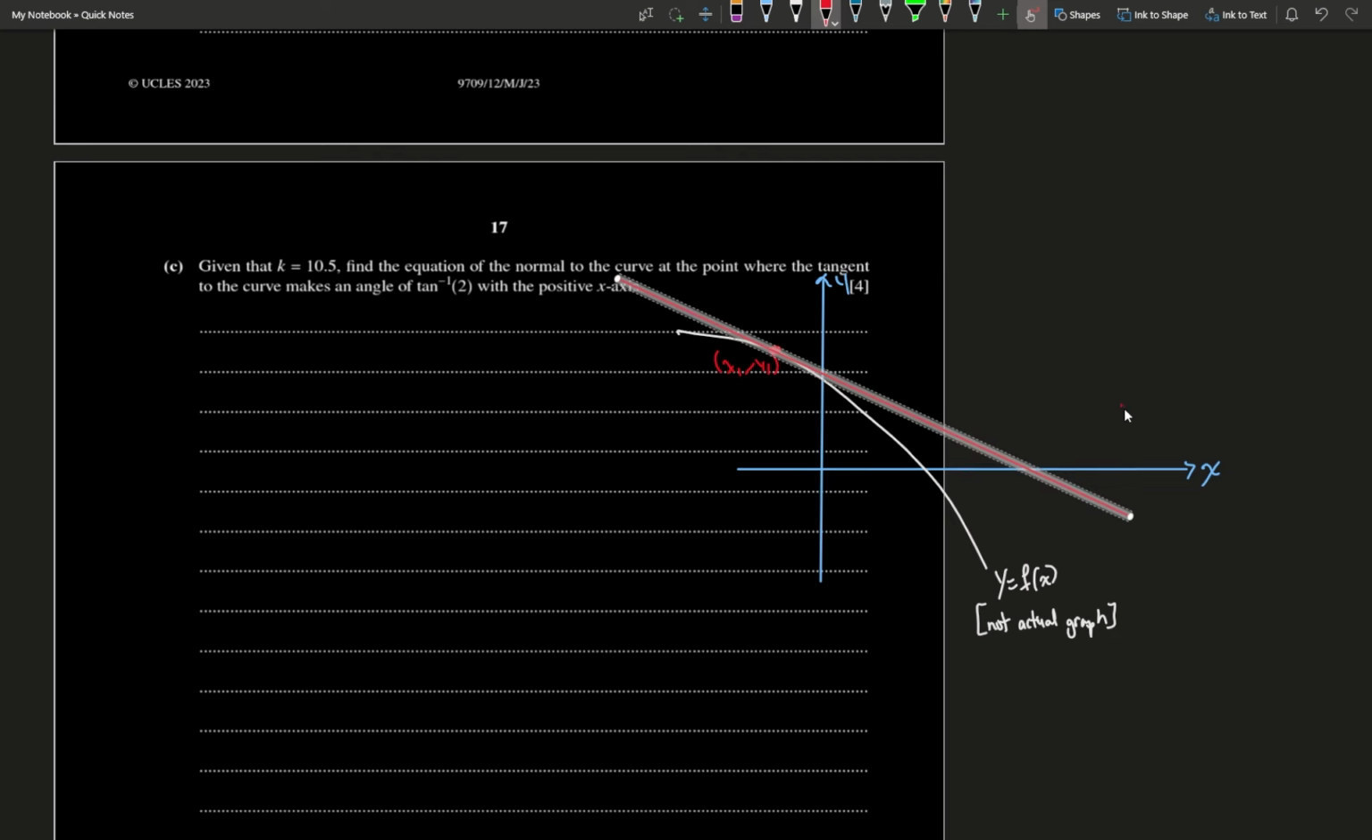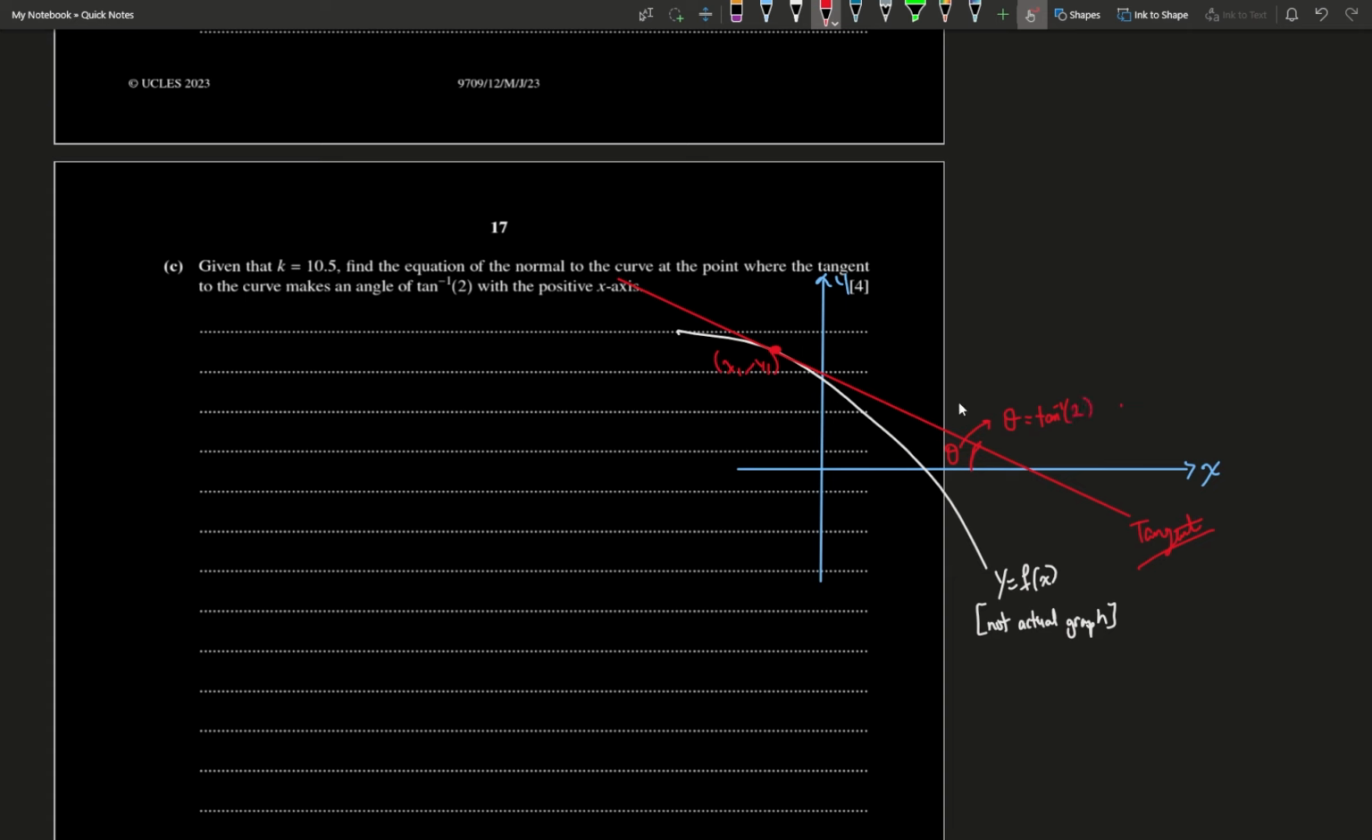Okay, this tangent, let's write tangent here. It makes an angle of tan inverse of 2 with the positive x-axis, which is this angle right here. It makes angle theta, and theta is equal to tan inverse of 2.